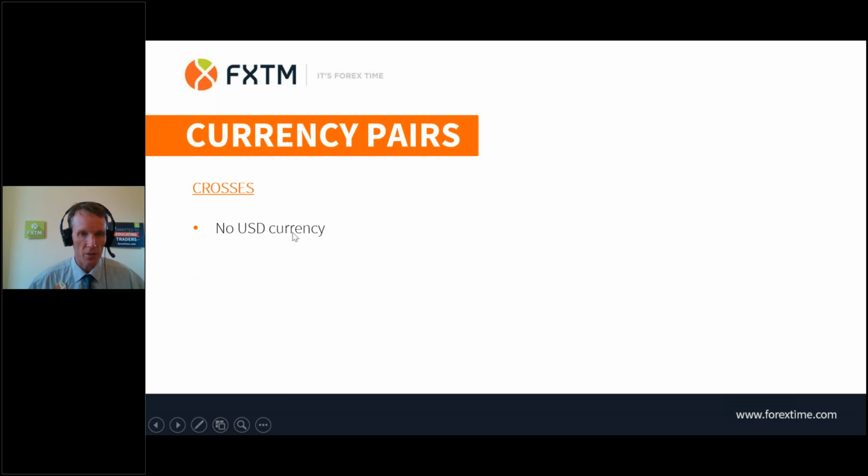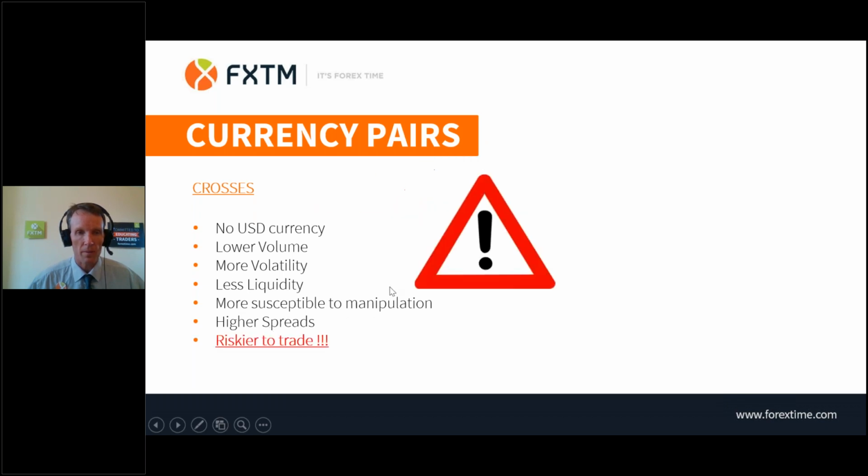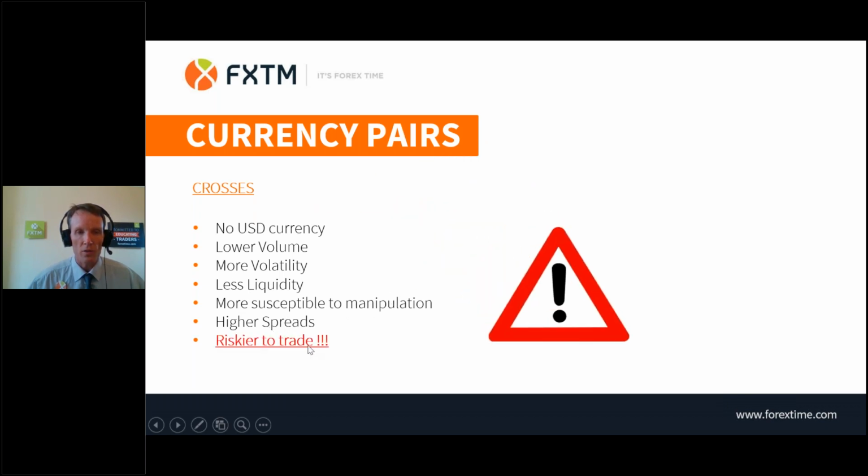Right, with the crosses, there's no USD. Definitely lower volume, more volatility, more jumpiness in the market, less liquidity because there are fewer people trading there, and therefore it's more susceptible to manipulation. When a big player comes into a pair like that and takes a huge position, it moves the market. Some of them are nice, but you have to be very careful, especially on the lower time frames. You see that spikiness, that porcupine type of thing in the charts, because there's less volume. There are also higher spreads, and overall it's riskier to trade.